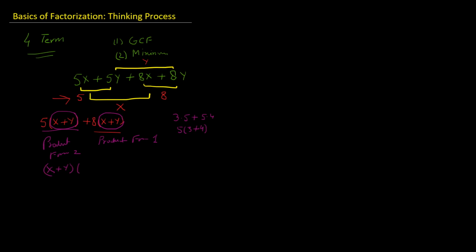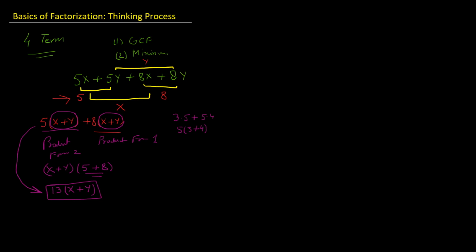And what will be left inside the bracket? 5 from the first term plus 8 from the second term, which can be further simplified as 13, and we can bring 13 in front. So 13 times x plus y. This will be the factored form of this whole expression. So from 4 terms, we reach this single product form. This means that this expression has been successfully factorized.